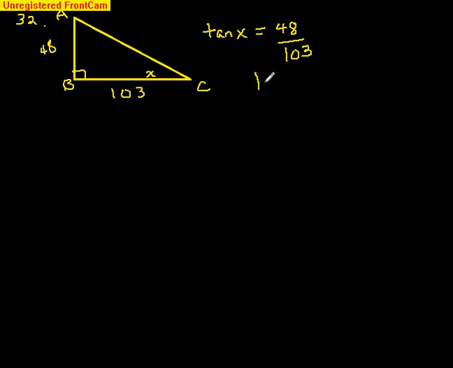And we would have tangent of X. If we divided that and rounded it a little bit, we're going to get 0.46. And we take the inverse tangent of both sides. And so we'd get X equals inverse tangent, that's how you write inverse tangent, of 0.46. If we put that in our calculator, we would get 25 degrees. Put degrees because angles are measured in degrees.